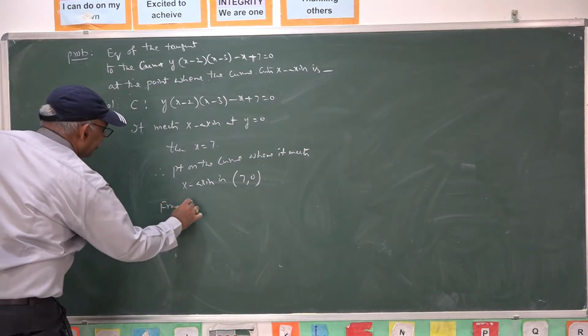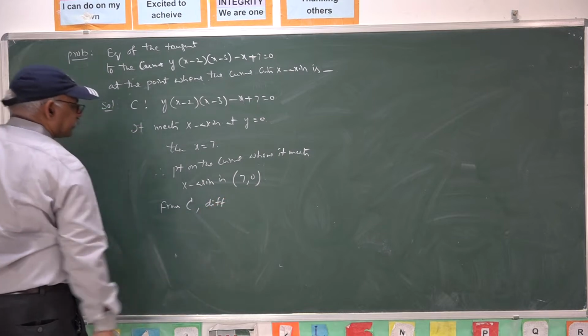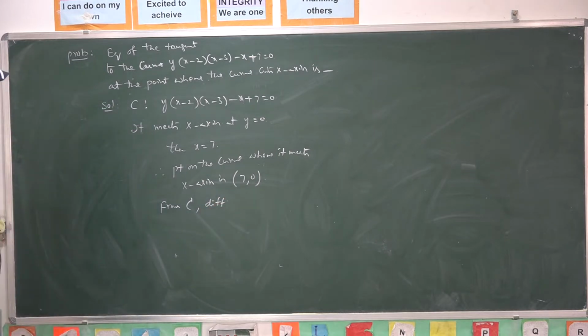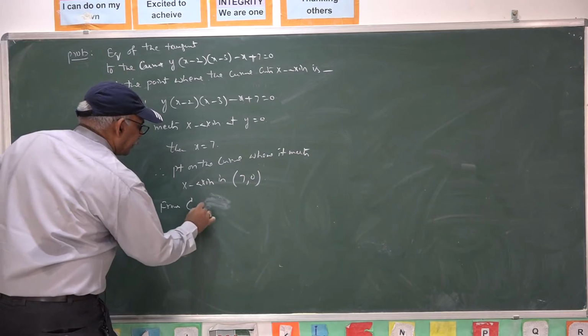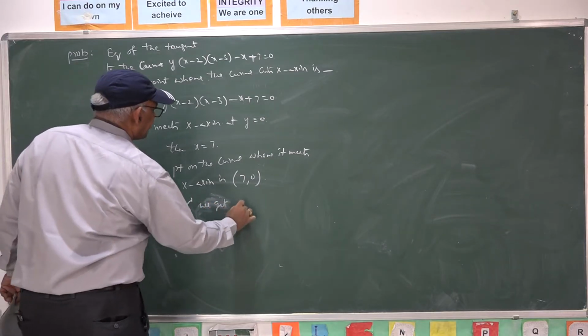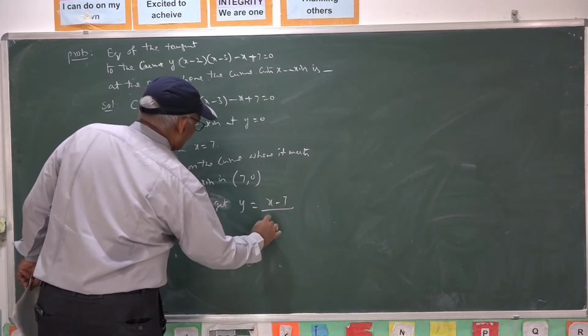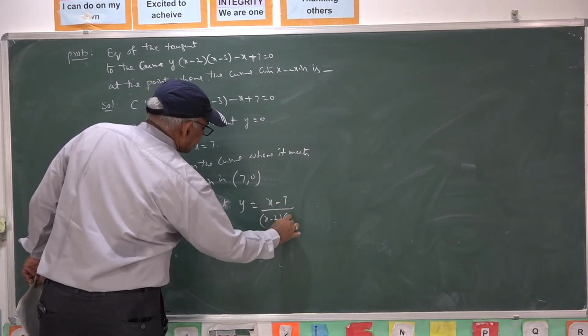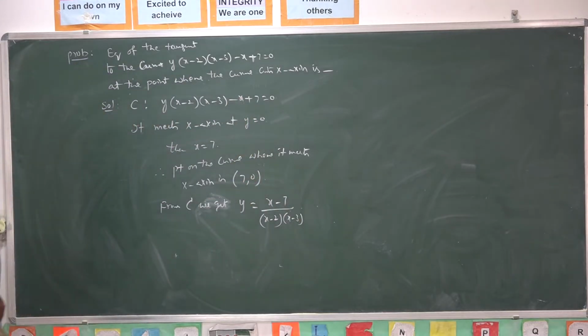At this particular point, we are in need of the tangent. From the curve, differentiating with respect to x. From the curve, of course, from C we get y equal to (x minus 7) by (x minus 2)(x minus 3). The curve may be written like that.